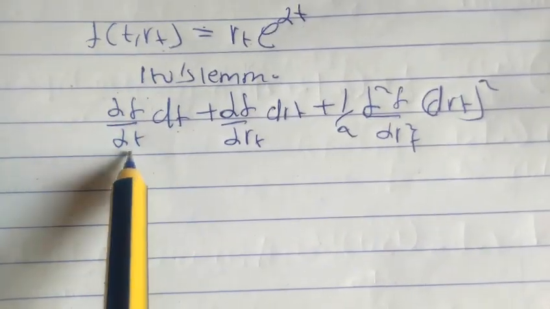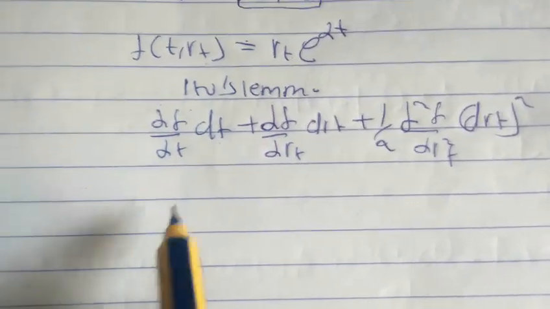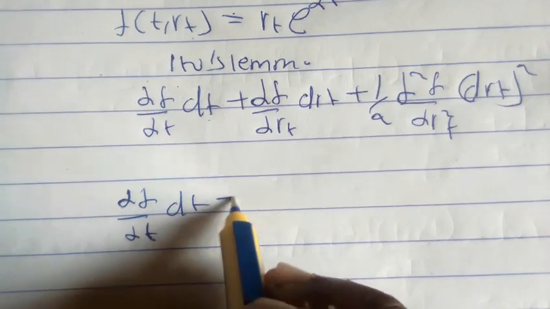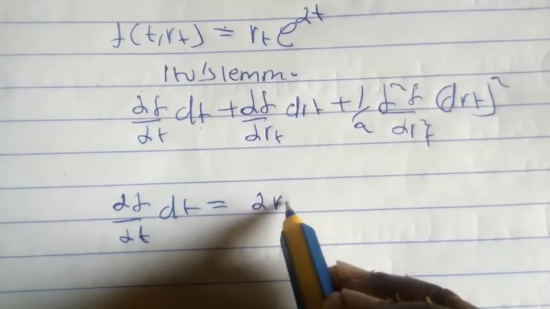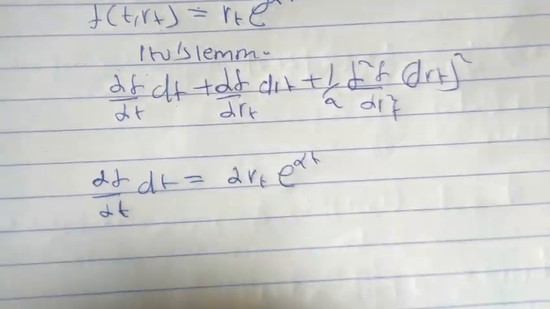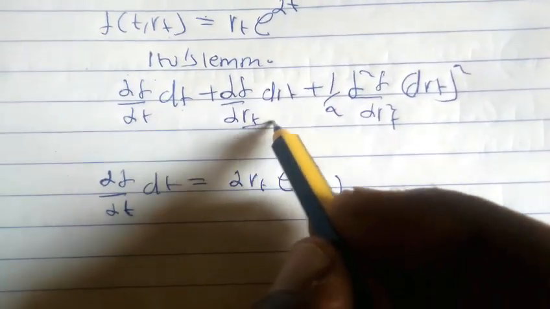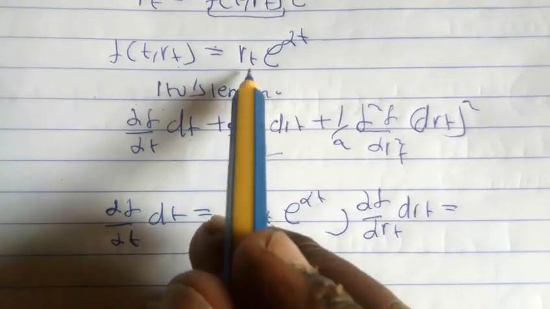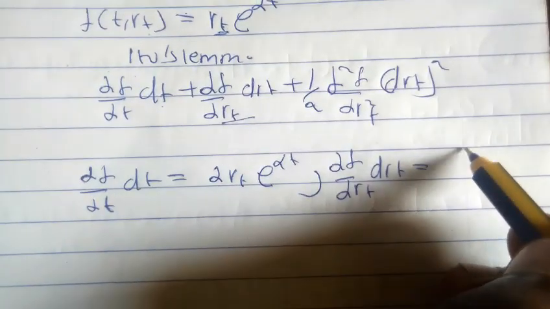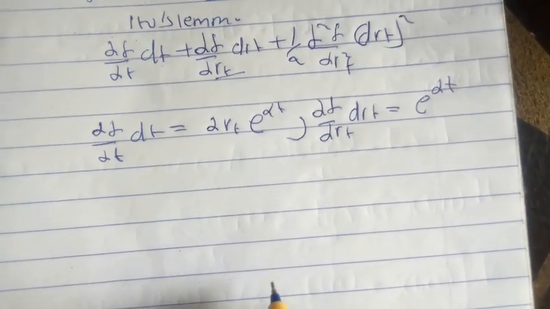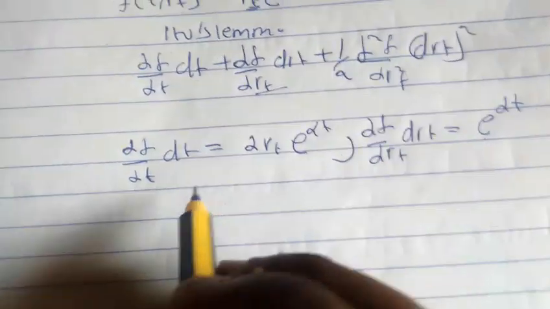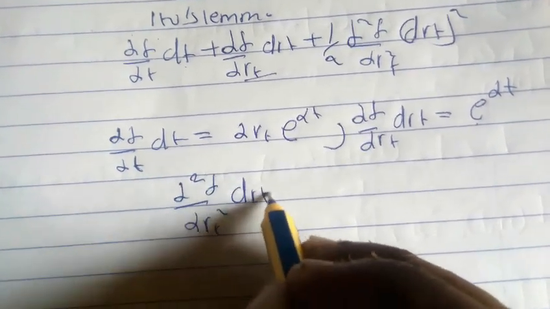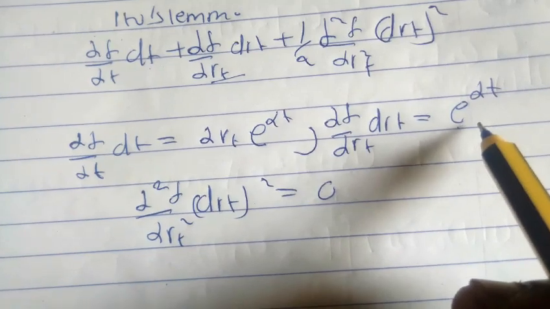First of all, we have to differentiate this one with respect to T. So the partial derivative of F with respect to T times dT is equal to alpha RT exponential raised to alpha T. Second, the partial derivative of F with respect to RT times dRT: we differentiate with respect to RT, so we are going to get exponential raised to alpha T. The second derivative of this one is equal to zero, because we have a linear RT.